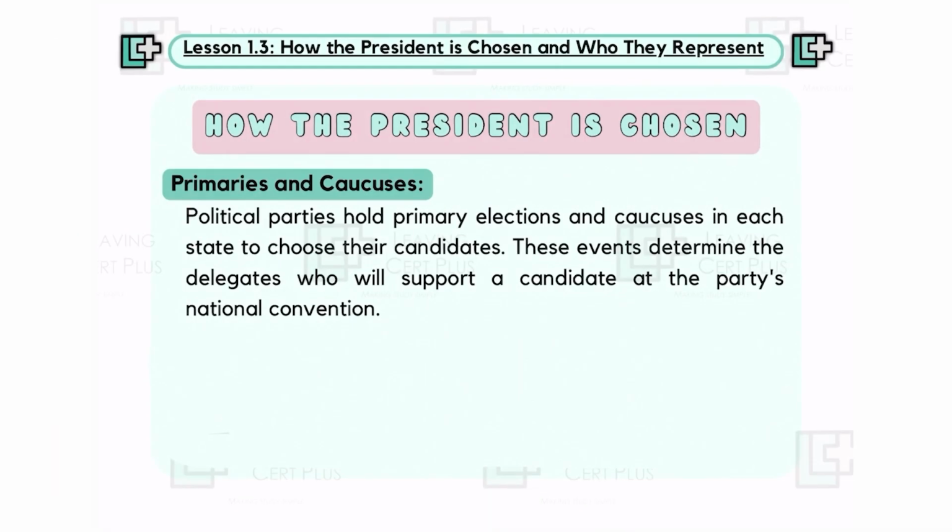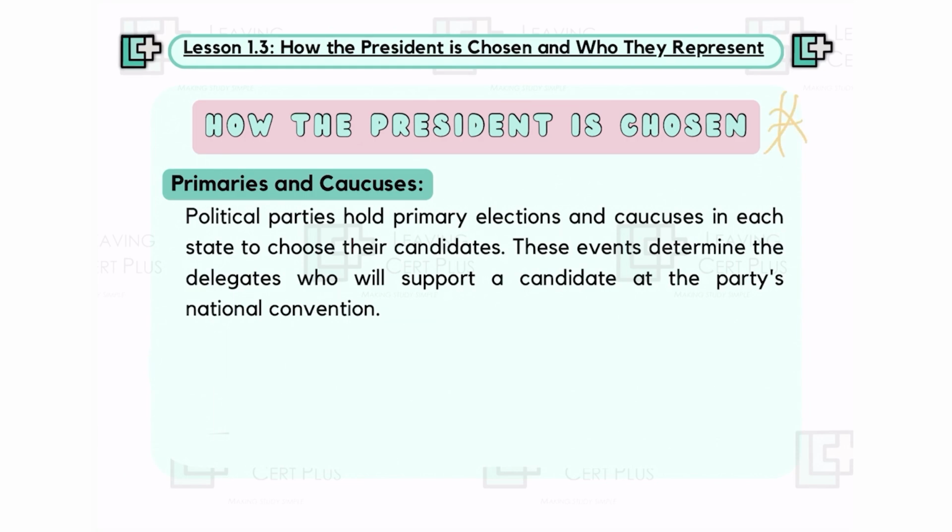Okay, welcome guys to lesson 3 of chapter 1, and in this lesson we're going to have a look at how the president is chosen, so the US election process, and then the parties that presidents tend to represent, the two main parties, the Democrats and the Republicans. Okay, so how is the president chosen? Let's kick off with that.